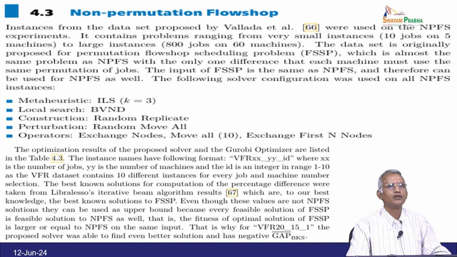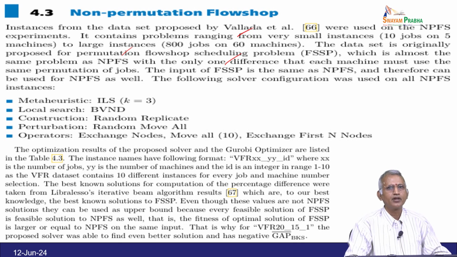Next, non-permutation flow shop. Instances from the data set provided by Ballada et al. were used in the NPFS experiment. It contains problems ranging from very small instances, 10 jobs on 5 machines, to large instances, 800 jobs on 60 machines. The data set was originally proposed for the permutation flow shop scheduling problem, which is almost the same problem as NPFS, with the only difference that each machine must use the same permutation of jobs. So, the input of FSSP, that is the flow shop scheduling problem, is the same as NPFS and therefore can be used for NPFS as well.